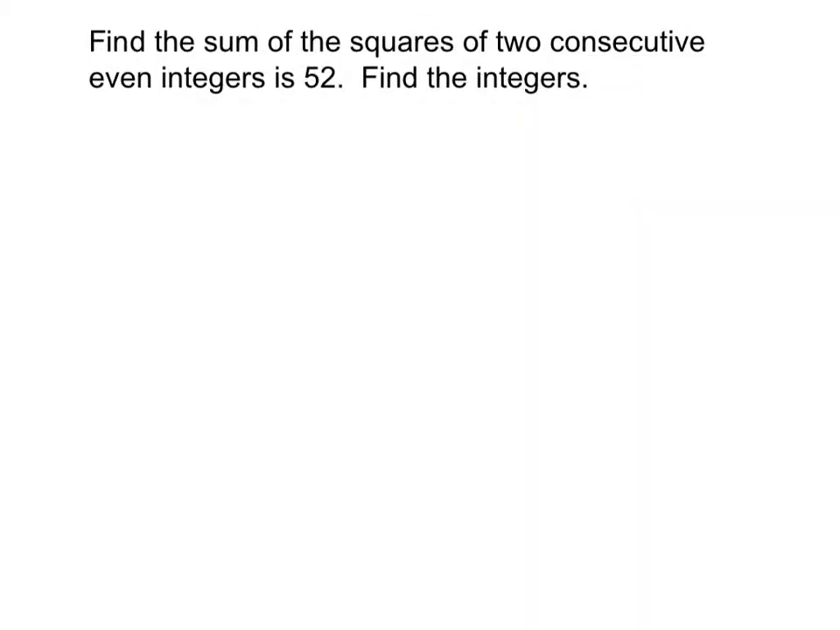This next problem, keywords: we're going to start by finding the sum, and sum means to add, of the squares, so I'm squaring something, of two consecutive even integers. So I know I need the sum of two things squared, and that's going to give me 52. Now the issue here is consecutive even integers.